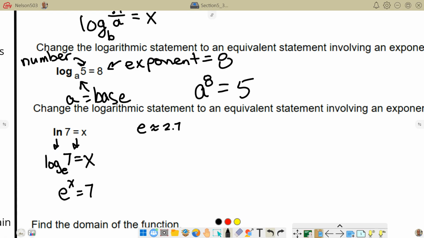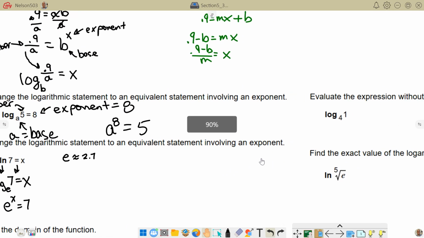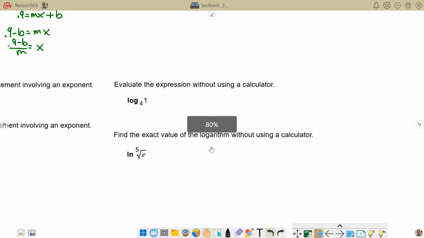All right, so what are you going to do next in the next set of problems? You're going to do stuff like this. You're going to evaluate the expression without using a calculator. Well, what does that mean? We should be able to rewrite this so that we don't have log base 4 of 1. We have something that makes a little more sense, like 4 to some power, question mark, is equal to 1.